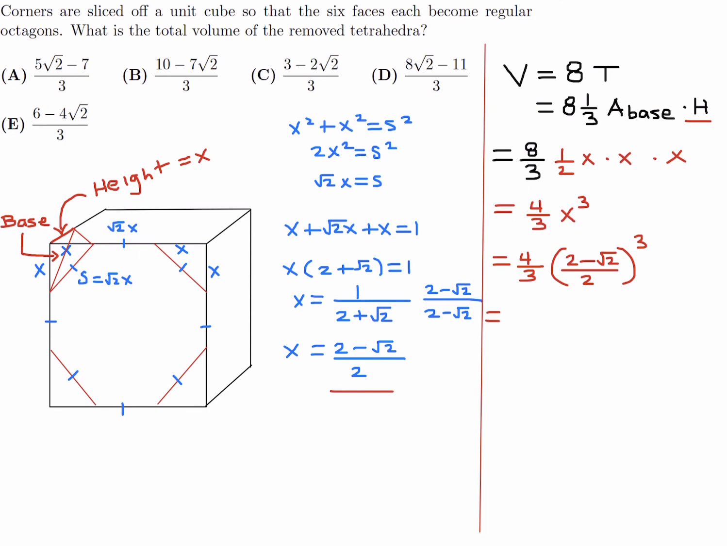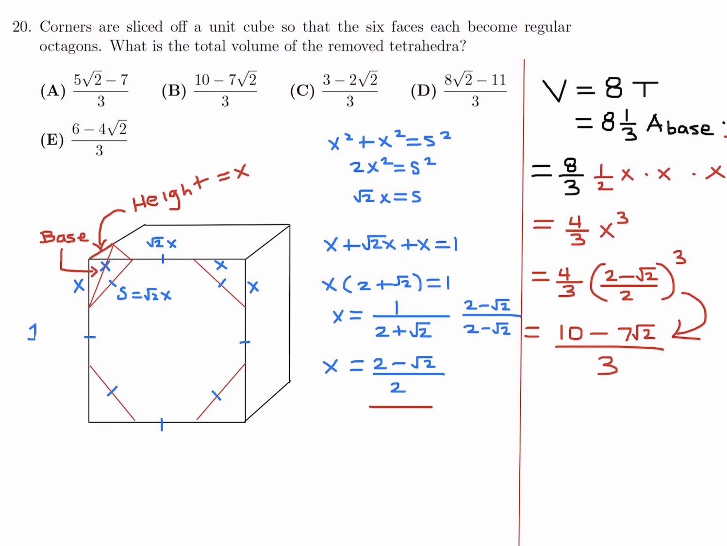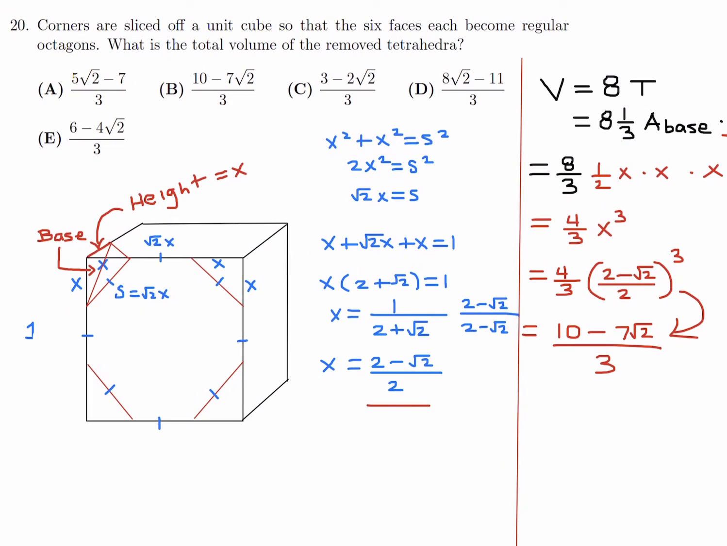And I'll save you the pain of listening to me go through this whole thing. If you expand this out and simplify, you will get to the following expression, 10 minus 7 root 2 over 3. So from here to here, there's obviously some algebra involved, multiplying all out, collecting like terms, that kind of stuff. So the answer to this question, number 20, is 10 minus 7 root 2 over 3, and that is B.